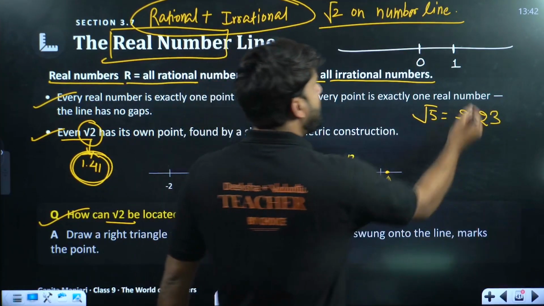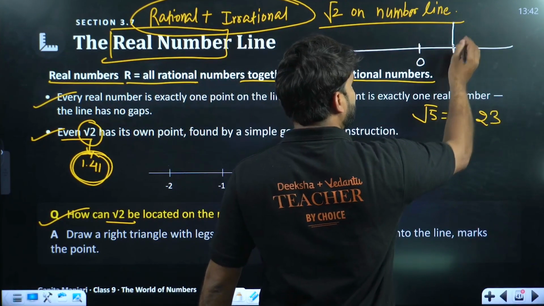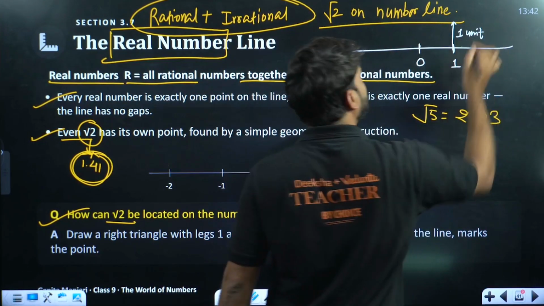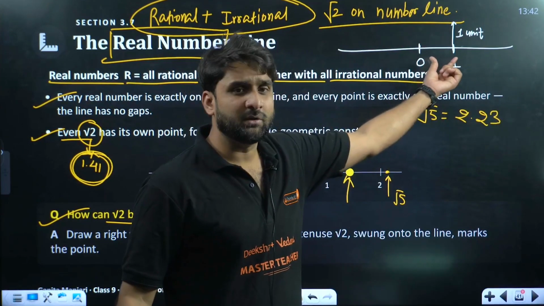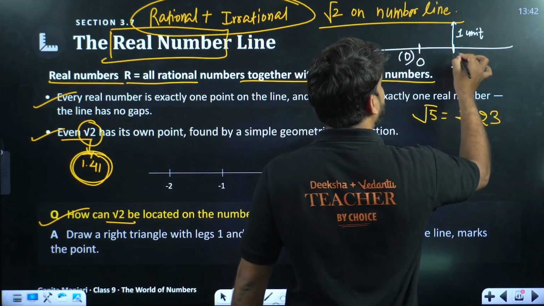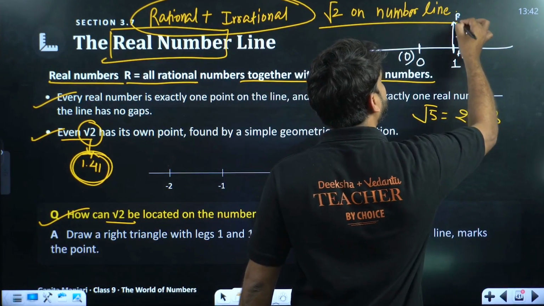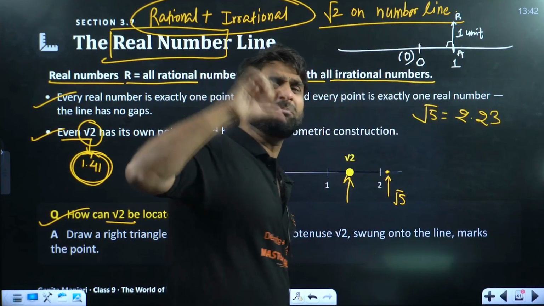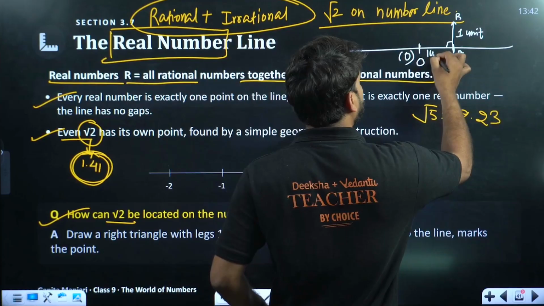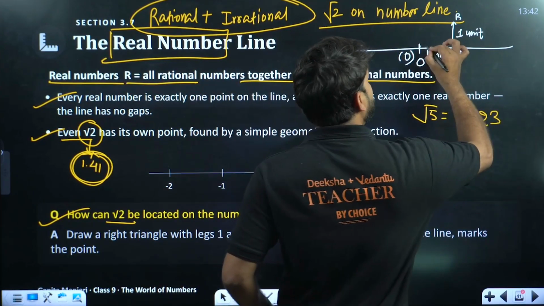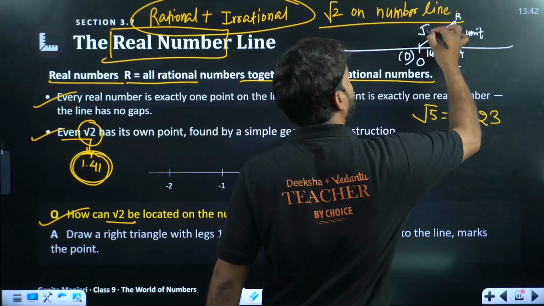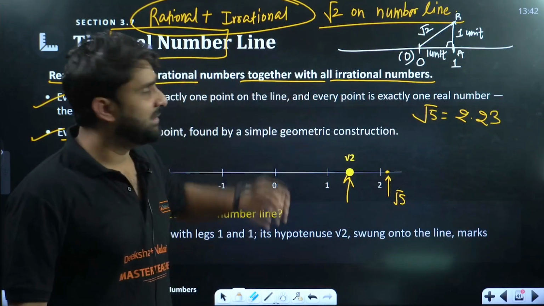Now draw a perpendicular at 1, equal to 1 unit. It should also be 1 unit. Let's say this is O and this point is A. Now draw AB, a perpendicular line, exactly perpendicular, which is also 1 unit. Now if you apply the Pythagoras theorem, this OB will become root 2.